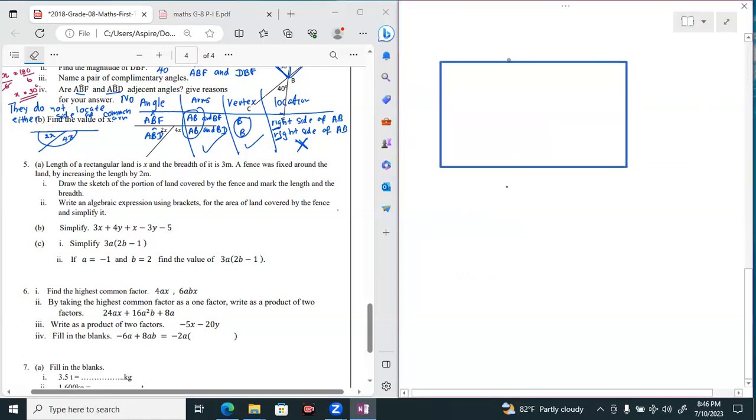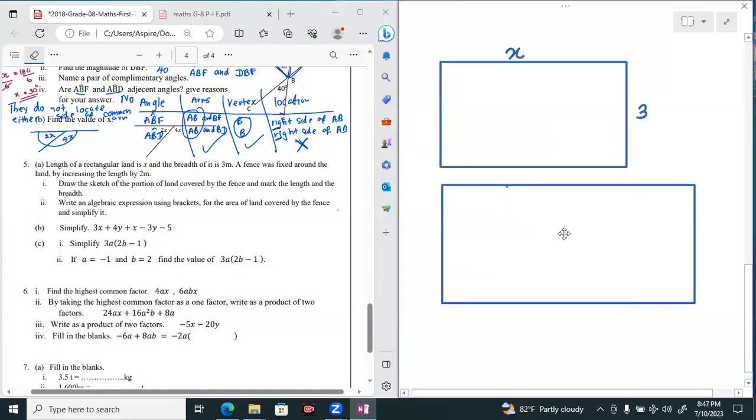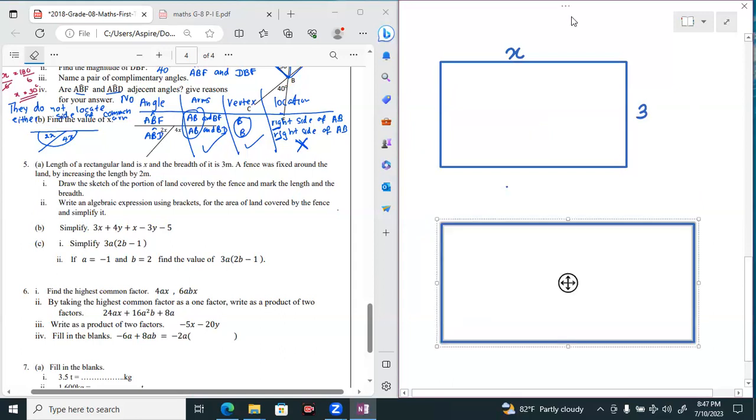This is the rectangular land. Its length is x and breadth is 3 meters. Okay. Then the fence is going to be constructed by increasing the length side by 2 meters. Length side එක 2 meters වලින් වැඩි කරලා fence එකක් ගහන්න තමයි යන්නේ. එතකොට draw the sketch of the portion of land covered by the fence and mark the length and the breadth.